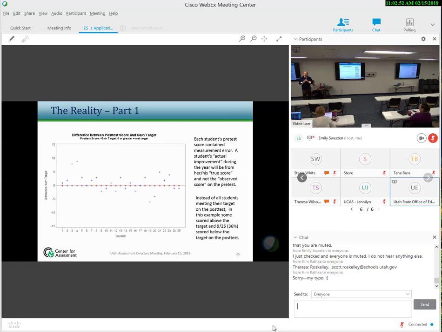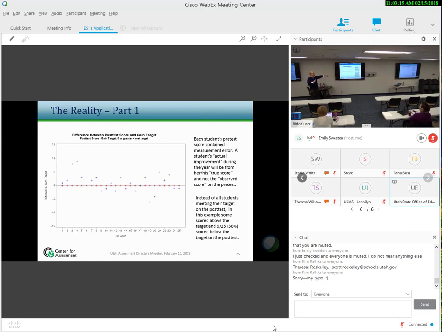But the reality is when you look at the effect of measurement error, and measurement error is always going to rear its ugly head much worse around cut scores, right? Because if somebody's way above the cut, easy. Somebody's way below, easy. Somebody right on the cut, really hard. And so this is exaggerated a little bit, but this is what you see.